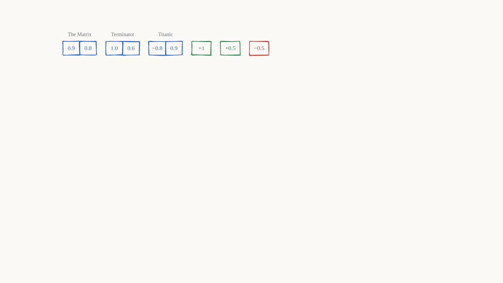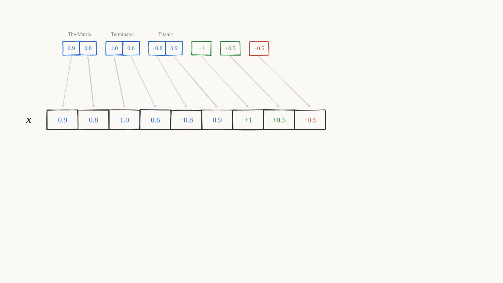Here's the gluing. Take the three embeddings in viewing order, from the earliest of the three to the freshest, and write them out one after another. The coordinates of the Matrix, then Terminator, then Titanic. After them, append the three flags, +1, +0.5, -0.5. This operation is called concatenation, literally gluing, and the result is a vector of 9 numbers: 0.9, 0.8, 1.0, 0.6, -0.8, 0.9, 1, 0.5, -0.5.